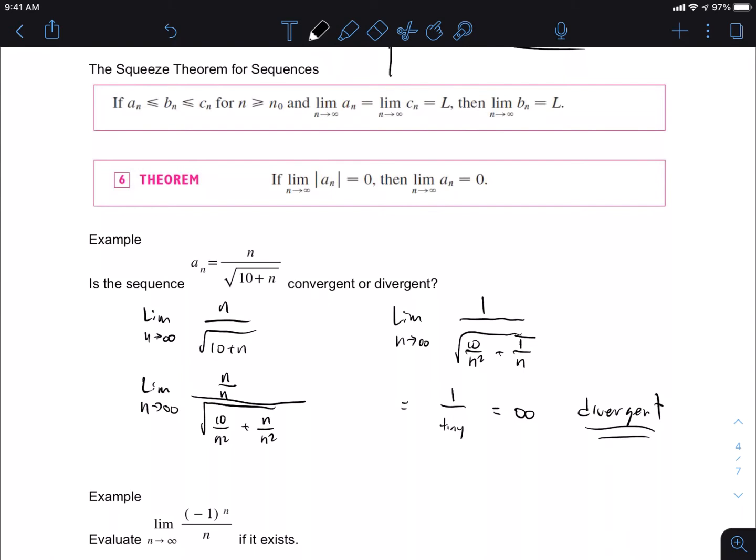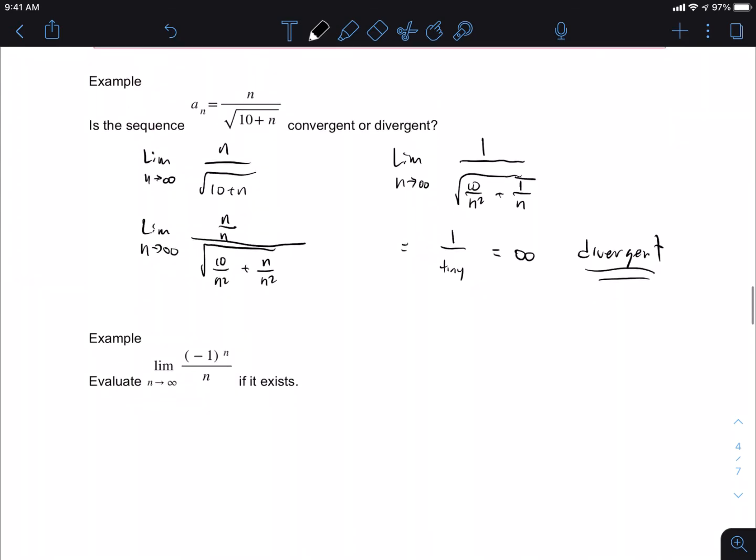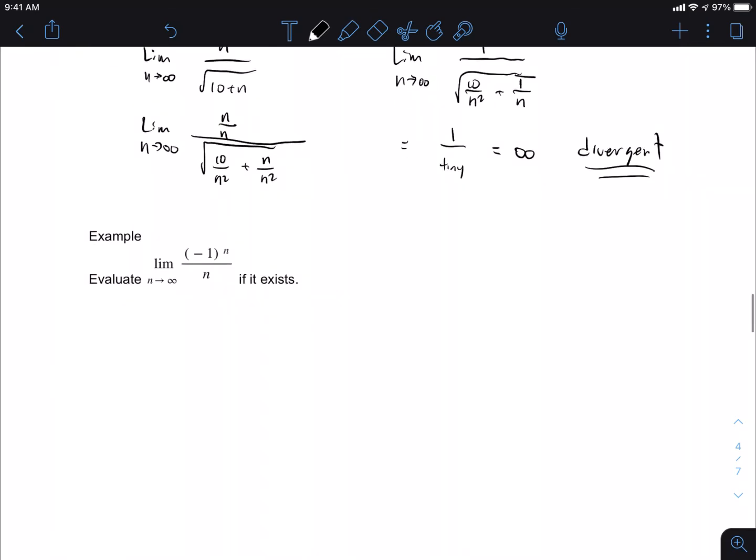Okay? All right. The next example that we have is an oscillator. So we see that we have negative 1 to the n. Anytime it's even, it's going to be positive. Anytime it's odd, it's going to be negative. And so this is a case where we're going to have to use that theorem of absolute value. So the limit as n goes to infinity of the absolute value of negative 1 to the n over n is going to be equal to the limit as n goes to infinity of 1 over n, correct?